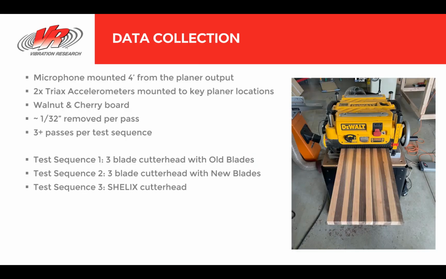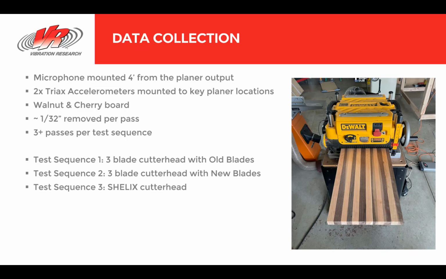So here's our test sequence and kind of data collection setup. I used an Observer 1000, and in this case, with the new Octave Analysis tools, the Observer 1000 also qualifies as a Class 1 analyzer for sound. So the microphone was mounted about 4 feet away from the planer. We had those 2 triaxes. The board that I was planing is hardwood, and it's got a couple different types. So we have both cherry and walnut. And I removed as close to a 32nd of an inch per pass as I could.